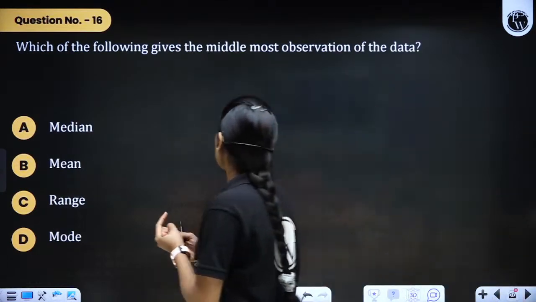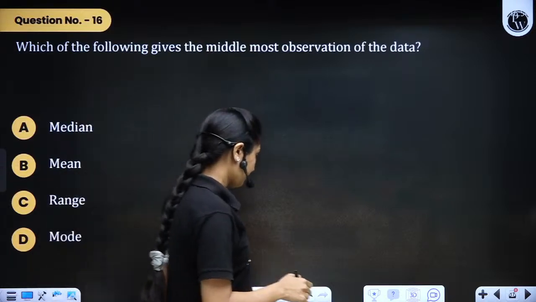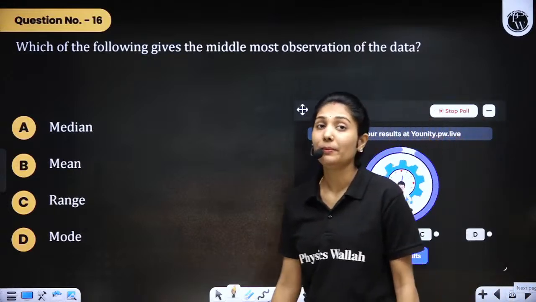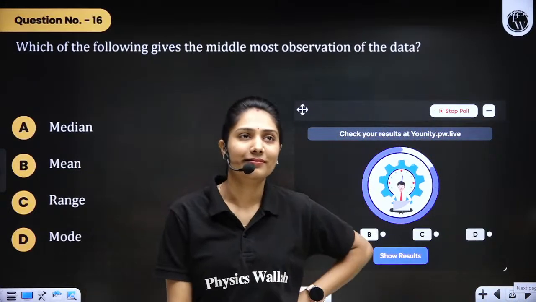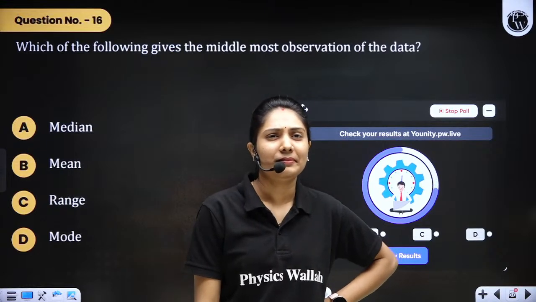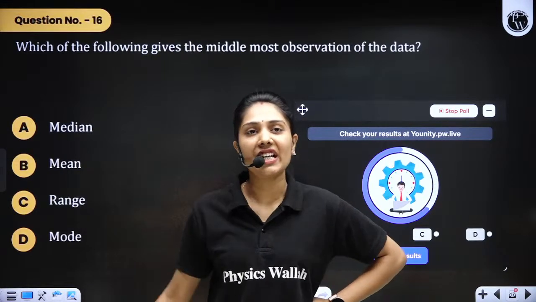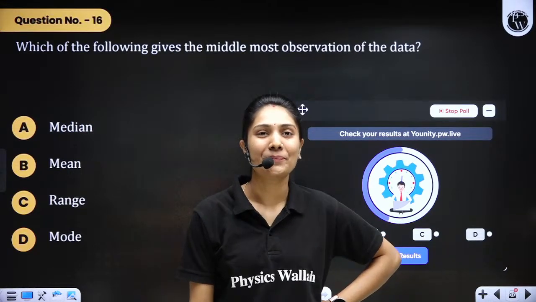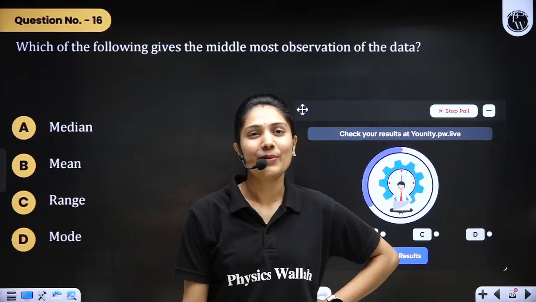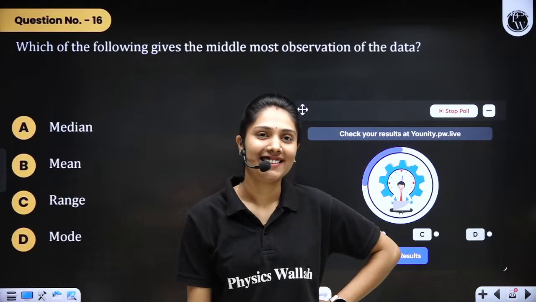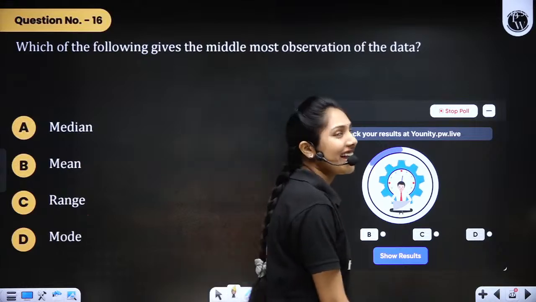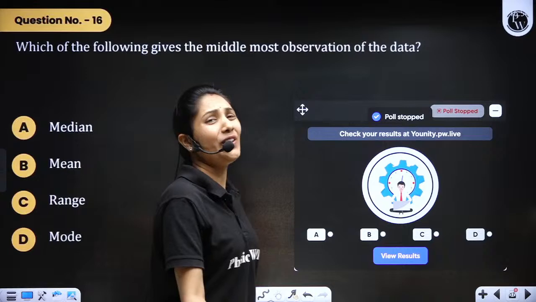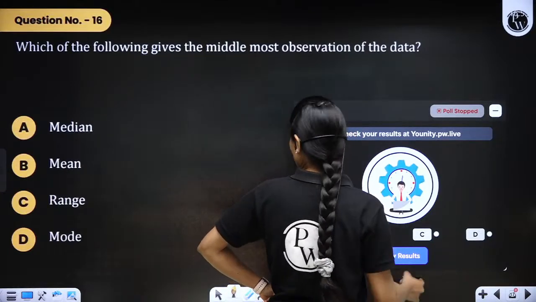Which of the following gives the middlemost observation of the data? By which particular term do we get the middle value? Don't even have to think on it. Just check and take it fast. Yes, absolutely. So easy, everyone. And the answer is option number A. Obviously, option number A, median.